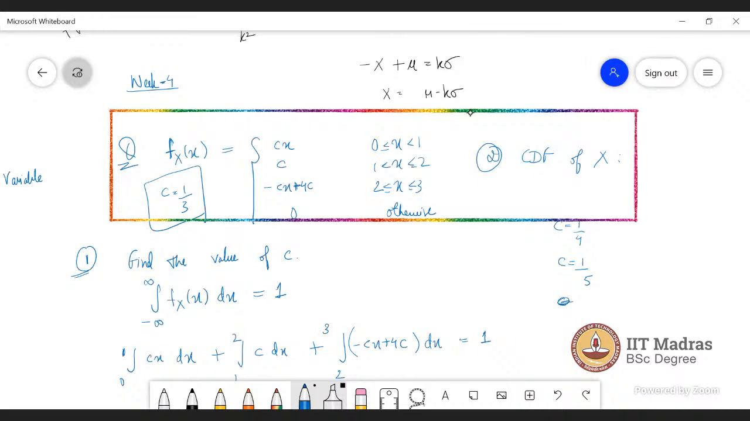Excuse me, ma'am, one question on expectation, can I ask? First do this. Ma'am, one different question. I am asking you to solve this question. Given a PDF, how do you find the CDF of x? First do this, then we will discuss how to do it. First try to do it.